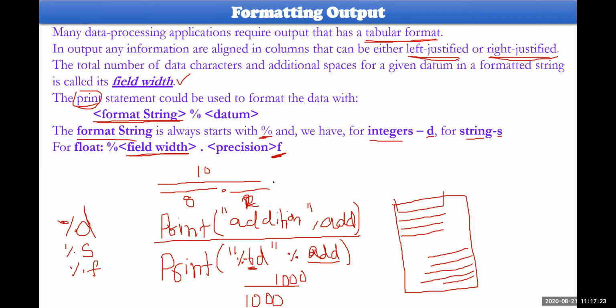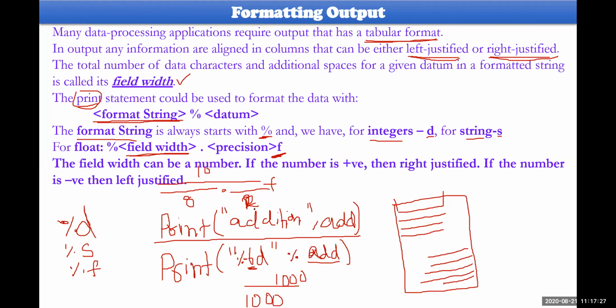Followed by F must be there. F in the sense of float value. And then here it's very important to understand. If you specify a number like this, if the number is positive, then the data will be right justified. If the number is negative, then it is left justified.